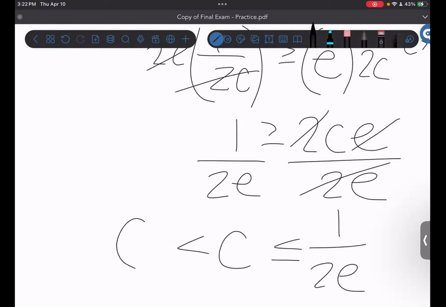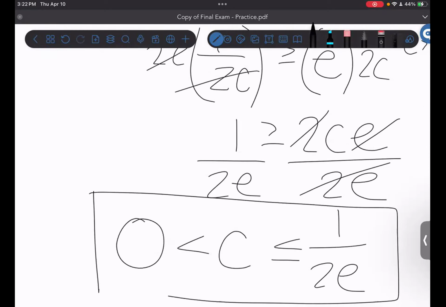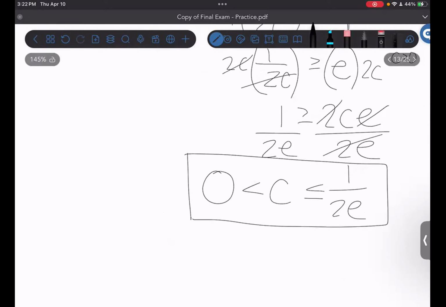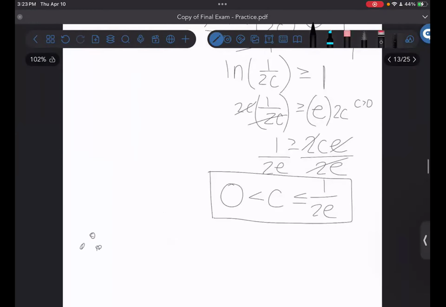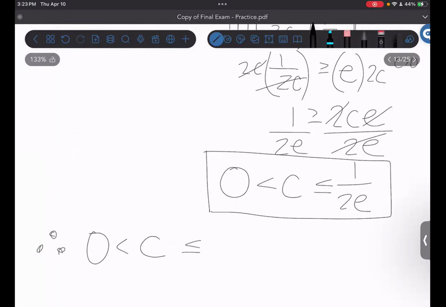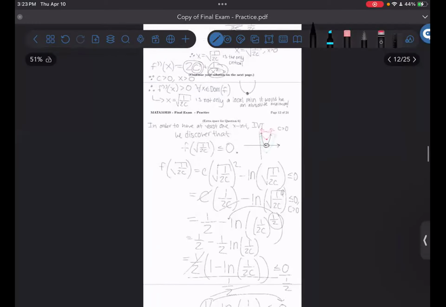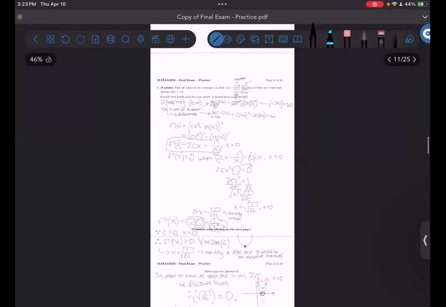And we know that c is greater than 0. So c can take on these values as long as they don't equal 0, but they could be at most 1 over 2e. So therefore, c could be between 0, but cannot equal 0, and it could be less than or equal to 1 over 2e. I think that's it.